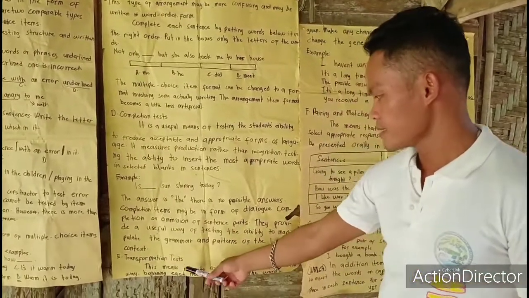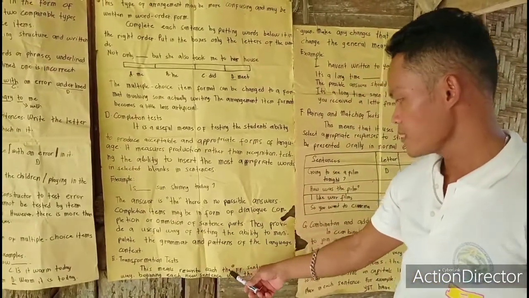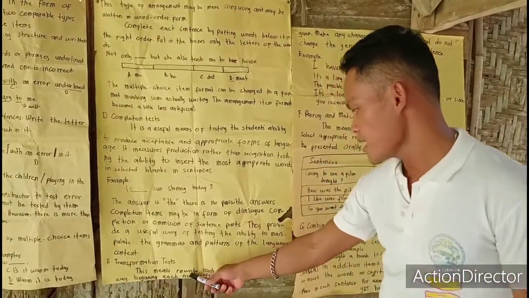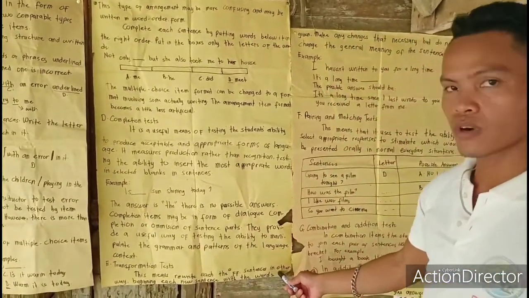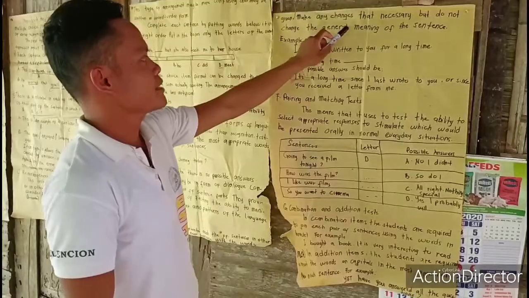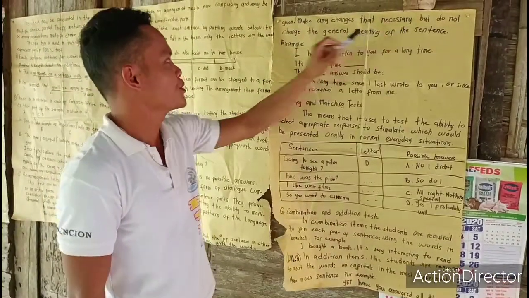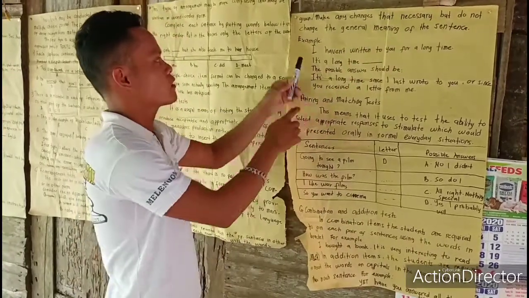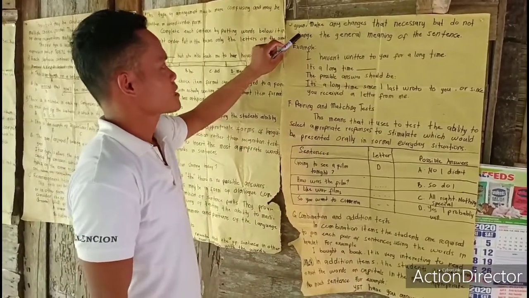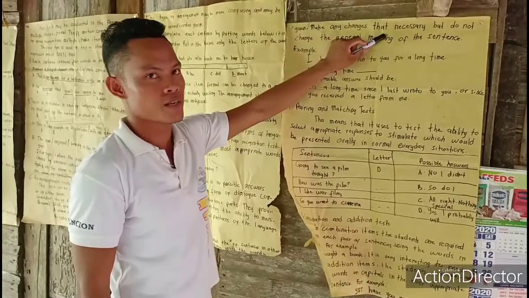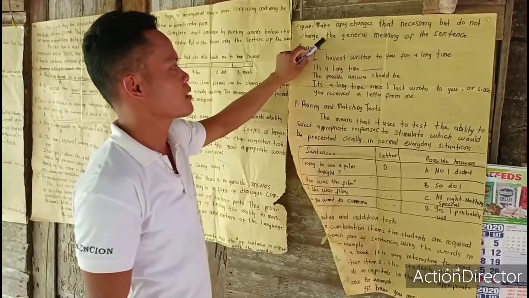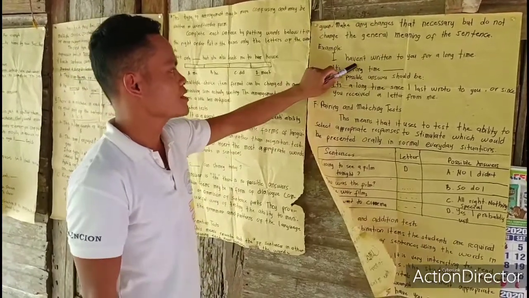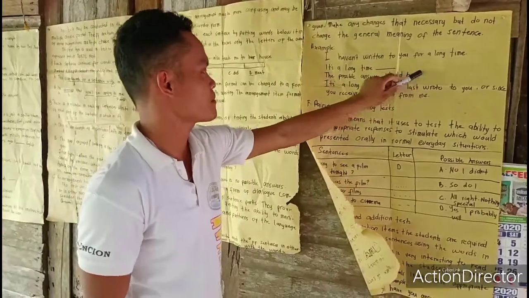Transformation test. This means rewrite the following sentences in another way, beginning the new sentence with the given words or any changes that are necessary, but do not change the general meaning of the sentence. So even though the sentence pattern is being shifted, the content or the meaning cannot be changed. For example, I haven't written to you for a long time.